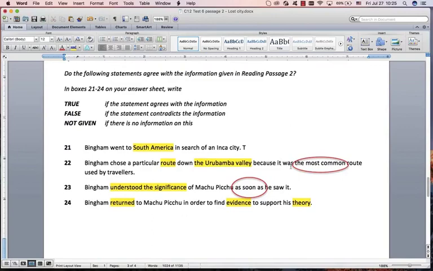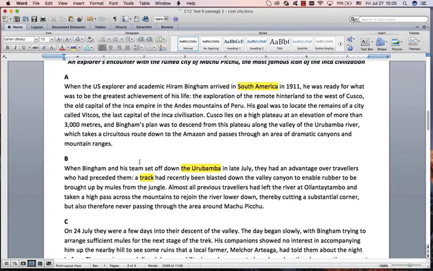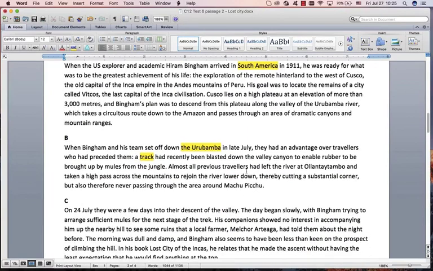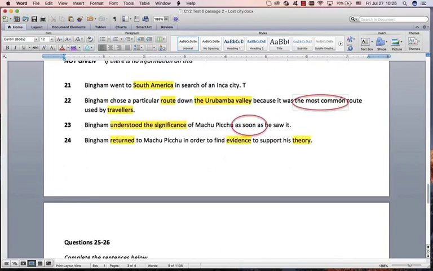Was it the most common used by travelers? We should try and find travelers, actually. So we know this paragraph very well. We did a lot. Here's travelers. And as I said to you before, important information after the word but. The word travelers should be in here. The travelers never passed through the area. The question says it was the most common route used by travelers. The text says they never passed through that area. They never used that route. So that's why this is false.